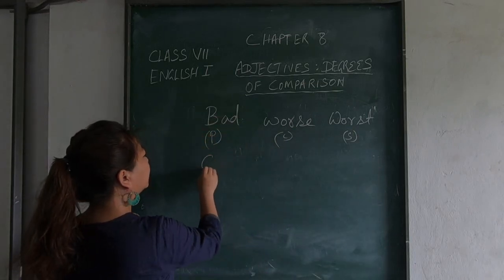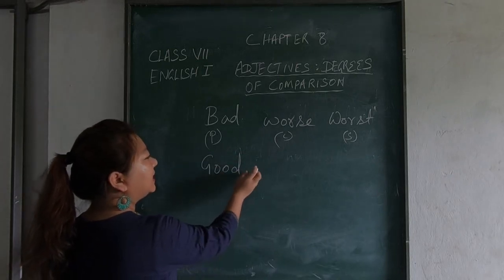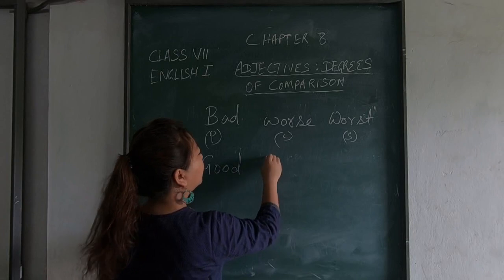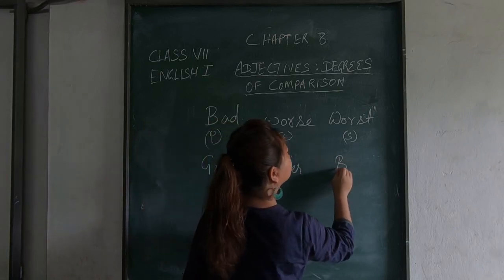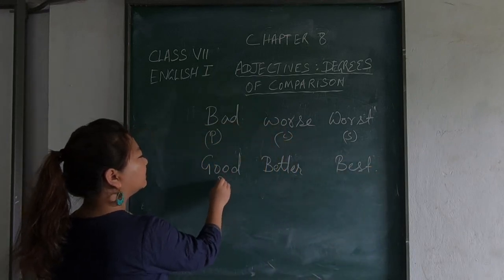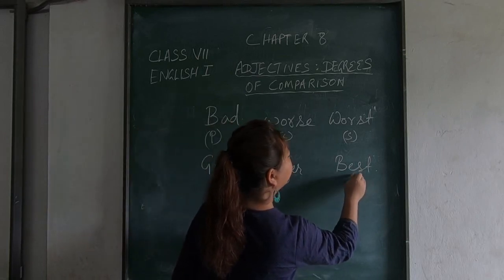Another example, good. We cannot write ER, EST. We have to write good, better, best. Positive degree, comparative degree, superlative degree.